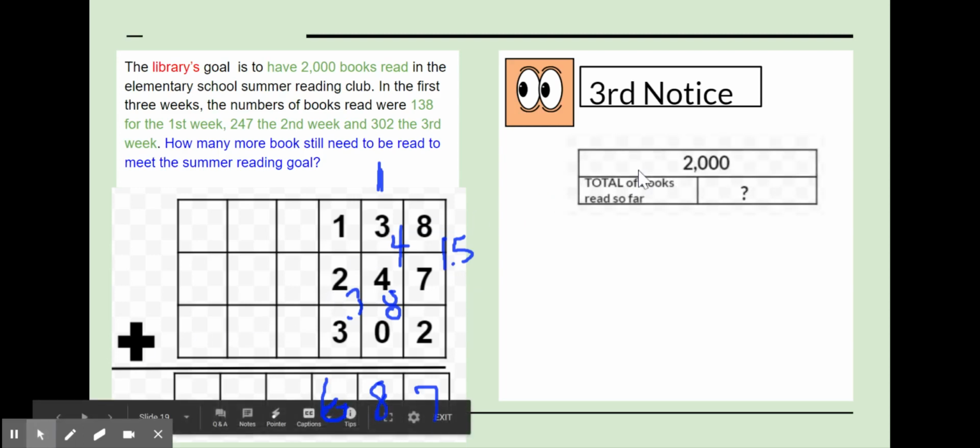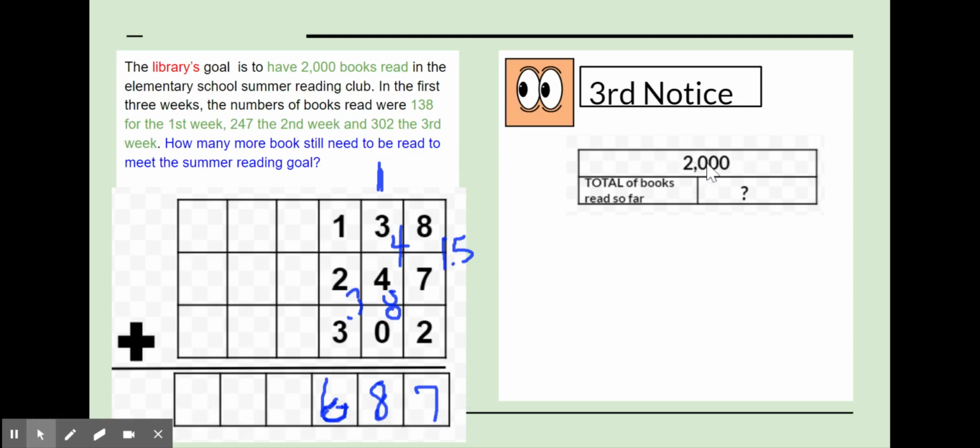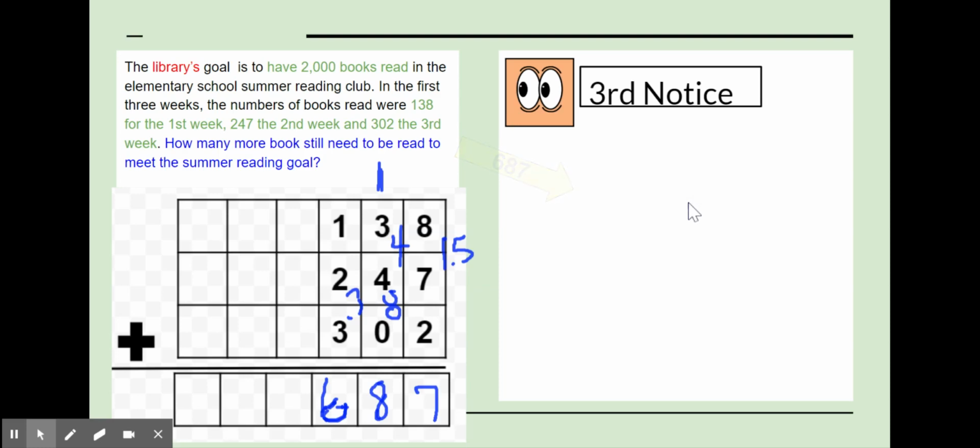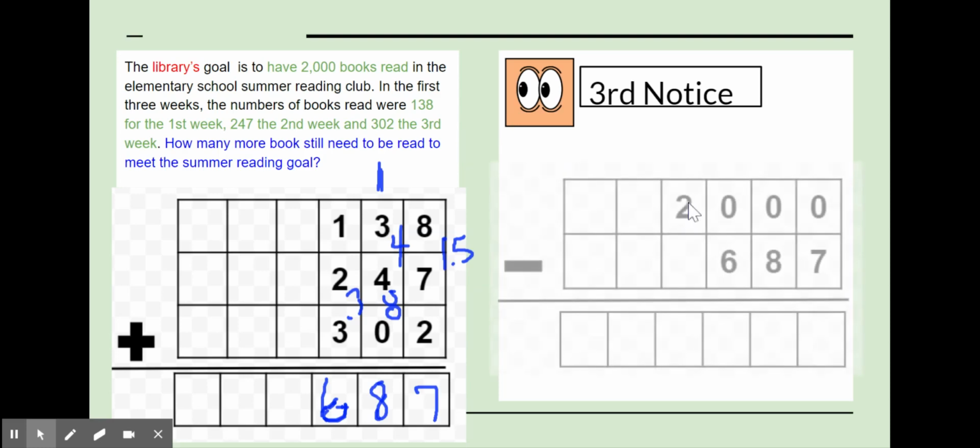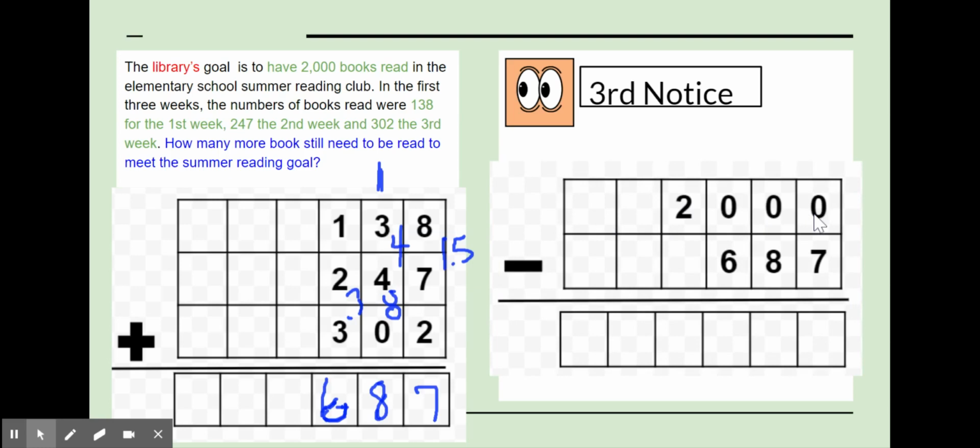We drew a whole, part, part. And so we have our total goal of getting to 2,000. And our total number of books read so far was 687, and that would go into this part. So then we would subtract to get the difference of how many books we still need to read to reach 2,000. So we would subtract 2,000, take away 687, making sure we stack our numbers, putting the larger number on top when we subtract.